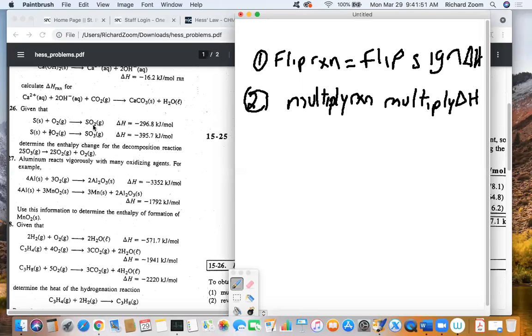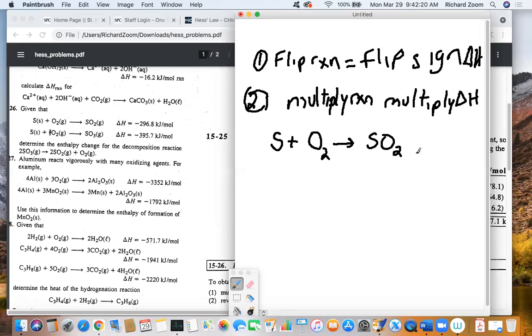Now, the other thing that I'm looking at here is the SO2, and I see the SO2 is on the right-hand side, and it's on the right-hand side of the equation we want. That tells me I don't have to flip equation 1, which is good. So what I'm going to do is leave equation 1 the way it is for now. I'm also going to ignore the solids, gases, the states here. I don't think that they're particularly useful to us.